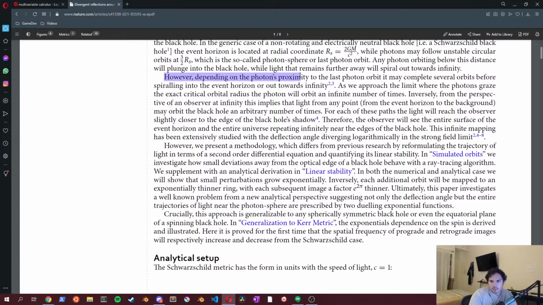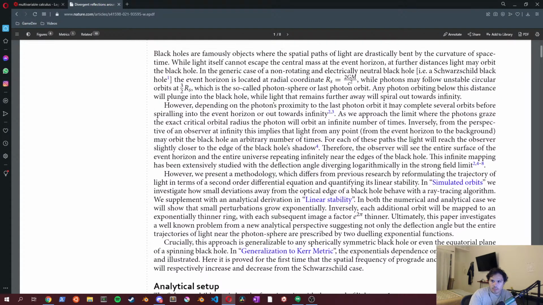However, depending on the photon's proximity to the last photon orbit, it may complete several orbits before spiraling into the event horizon or outward towards infinity. As we approach the limit where the photon grazes the exact critical orbit radius, the photon will orbit an infinite number of times. So it sounds like there's only one stable orbit, which is exactly at this 3/2 Schwarzschild radius.